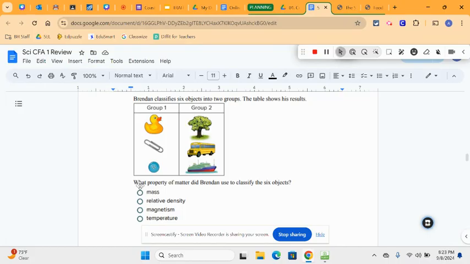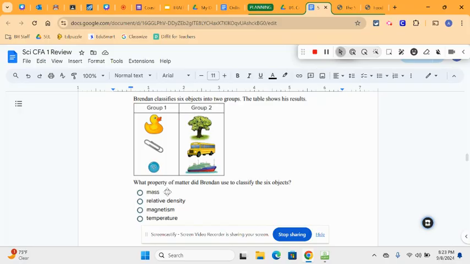It says, what property of matter did Brendan use to classify the 6 objects? So we don't know why he has group 1 as these and group 2 as these. Is it like all of these are the same color and all of these are the same color? Or is it that all of these have about the same mass? Or maybe all of these float and all of these sink, that kind of stuff. So they're trying to get us to figure out why we think he classified them that way.